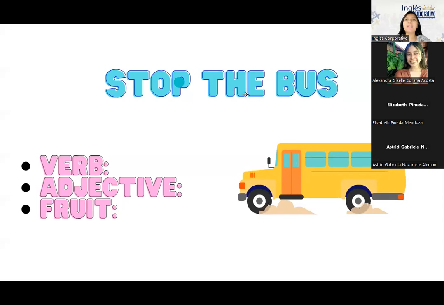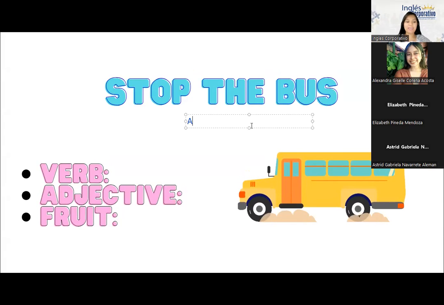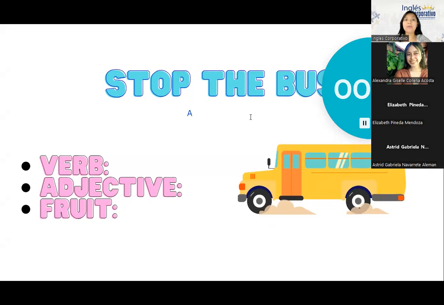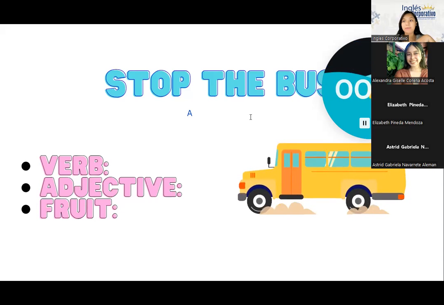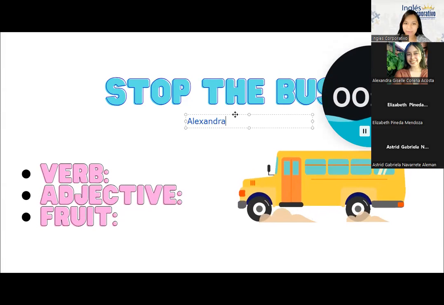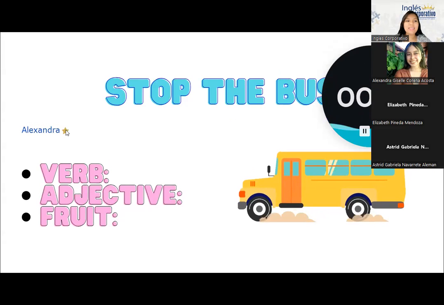So we are going to start with the first letter, let me see, letter A. You have 1 minute. Once you have those, say stop the bus, please. Verb with the letter A, adjective with the letter A, and fruit with the letter A. Stop the bus. Okay, Alexandra, go. Attend, angry, and apple. Very good, Alexandra, excellent. Okay, next letter, letter S.